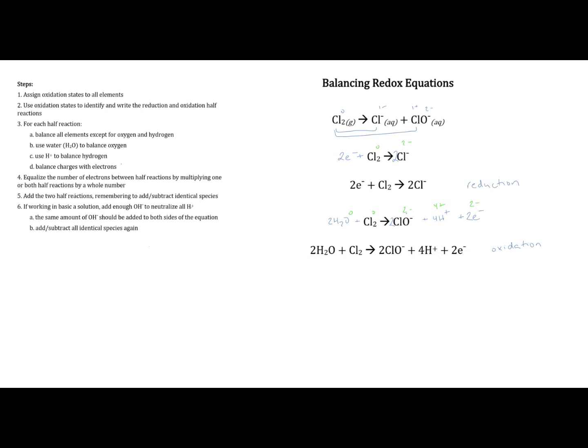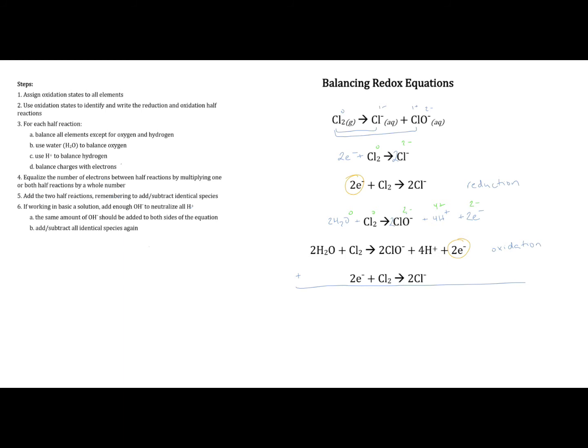Now that we have our balanced half reactions, we need to take a look at the number of electrons and see if we need to do any multiplying to make our electrons equal. Well, the great thing about this reaction is I have 2 electrons on both my reduction half reaction and my oxidation half reaction. So I just need to add these 2 half reactions together. Let's rewrite my reduction right underneath my oxidation so it makes it a little bit easier to add these up.